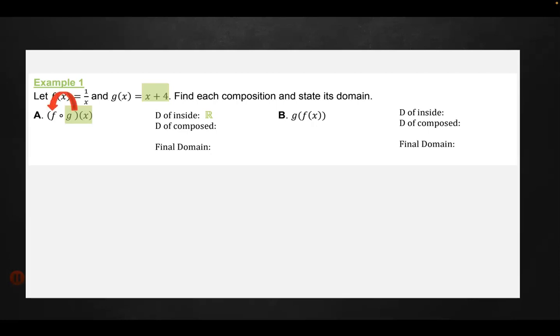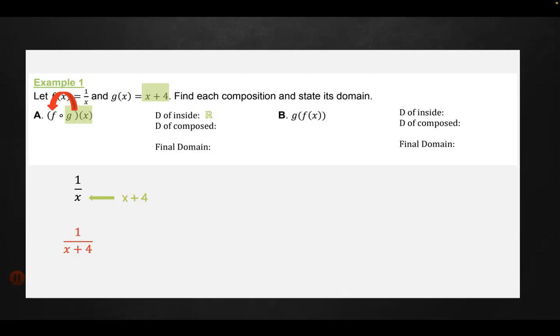Then we're actually going to do the composition. We're going to start at the inside and put it into the outside function. So we're going to take g and plug it into f. My f function is 1 over x, and in place of that x, I'm going to put in my g function, which was x plus 4. And my composed function is 1 over x plus 4.